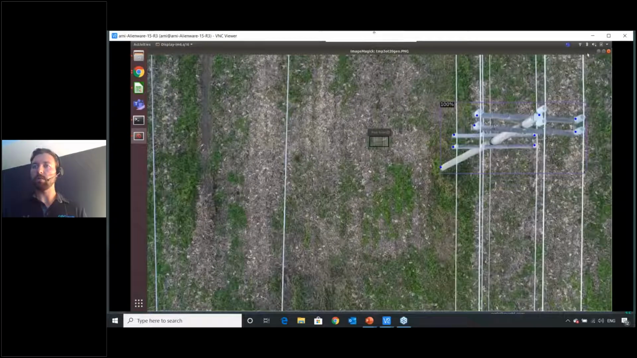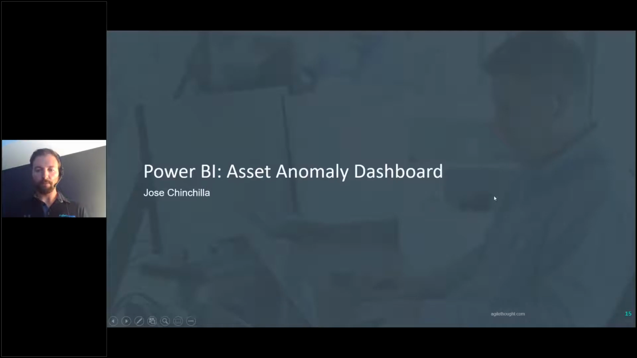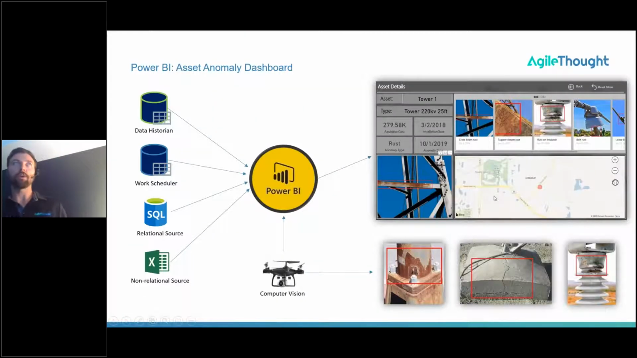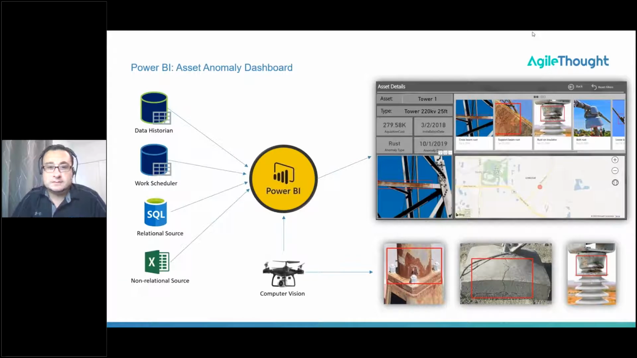So next I will then hand it over to Jose, who is going to show you how you take all this processed data and how you can build an asset anomaly dashboard. All right, excellent. Thanks, Arnie. That was a great introduction and demo on how you can apply machine learning and AI solutions to solve this particular problem, which is how do you detect anomalies and identify objects in your transmission lines and distribution lines.